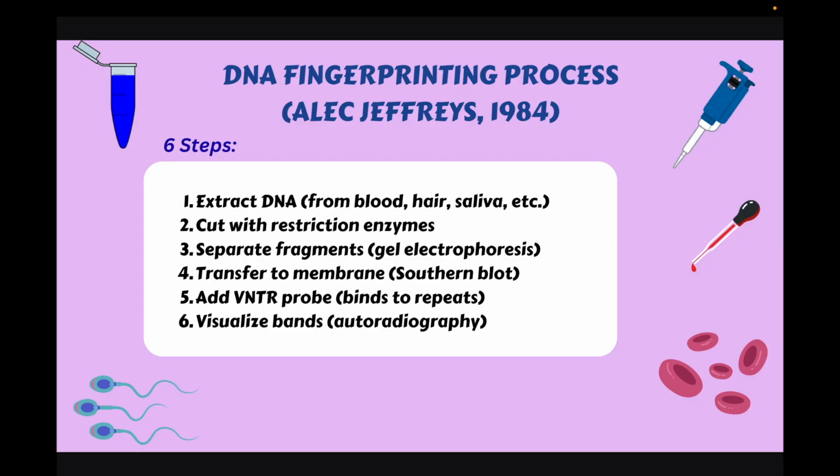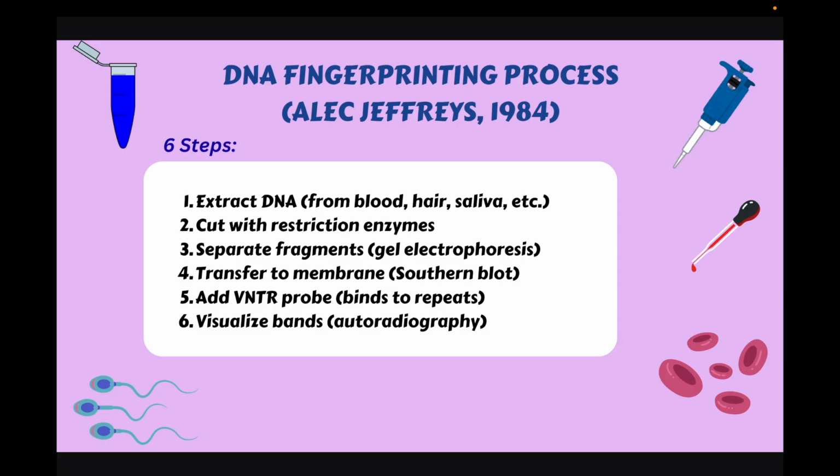This method was developed by Sir Alec Jeffreys in 1984, and here is how it works. The first step is to extract DNA from any tissue. It could be blood, hair follicle, saliva, semen, or even a single cell. Next, cut that DNA with restriction enzymes. Then separate the fragments by size using gel electrophoresis.